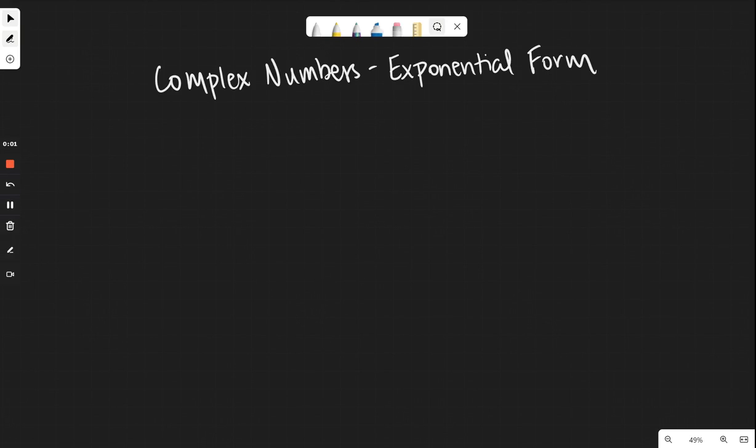Alright, so in this video, we're going to be covering the exponential form of complex numbers. And for this, we're going to be using Euler's formula, which says that e to the i theta is going to be equal to cosine theta plus i sine theta. So essentially, it's just going to be equal to cis theta, right?